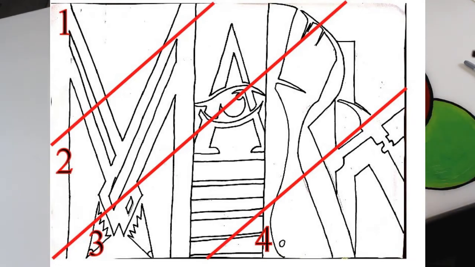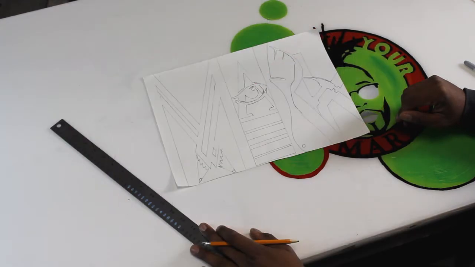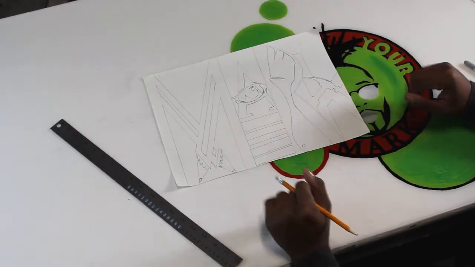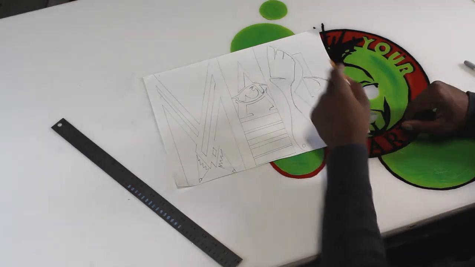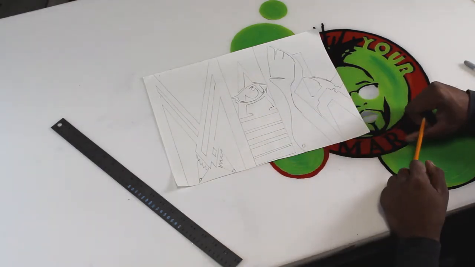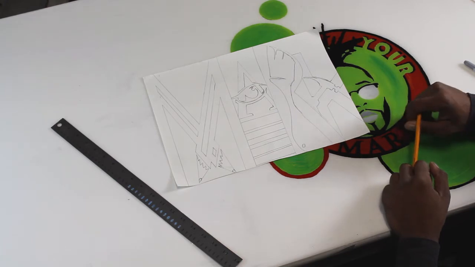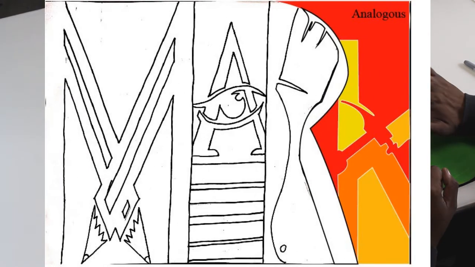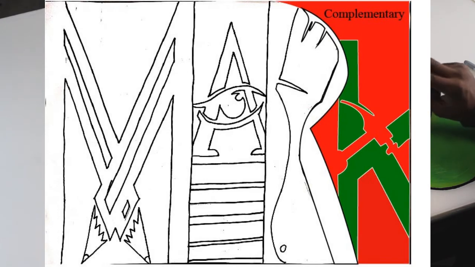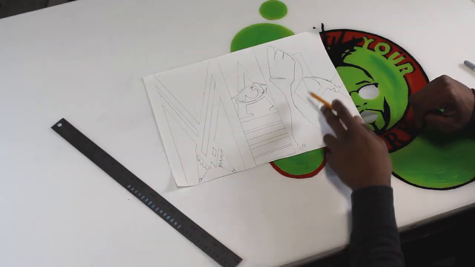So I'm going to choose to pick my color schemes based off of the spaces that I have. So I have 6 spaces here, so I could use any color scheme I wanted to. I could do a triad color scheme which has 3 colors. I could do an analogous color scheme which has 5 colors, and I could also do a complementary color scheme which has 2 colors. Okay, but this is the least amount of space I have on my paper.